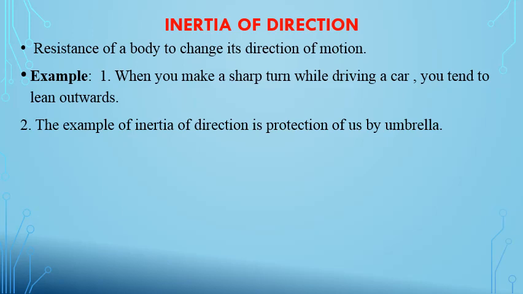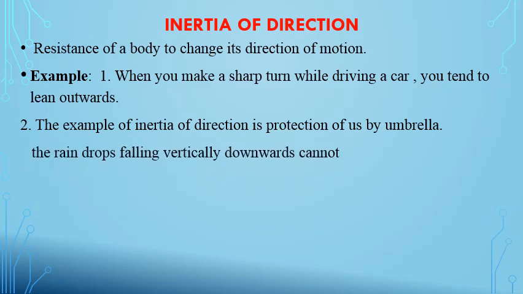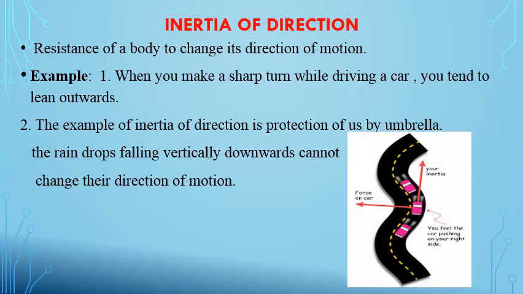And also, if you are using an umbrella in the rainy season, the raindrops are falling in a vertically downward direction. So they cannot change their direction of motion because of the inertia of direction. That is why we can use an umbrella in the rainy season. So these are the examples of inertia of direction.